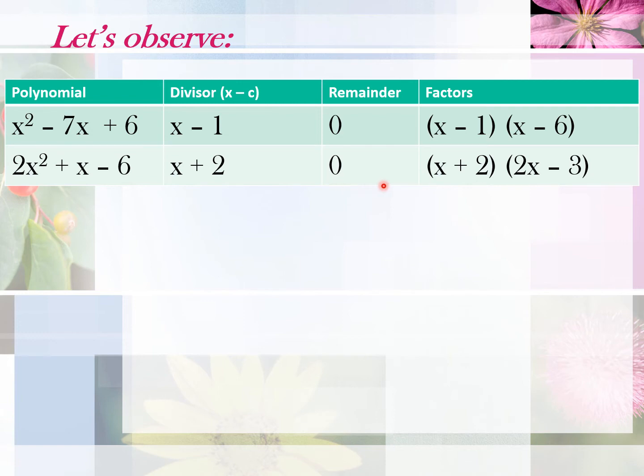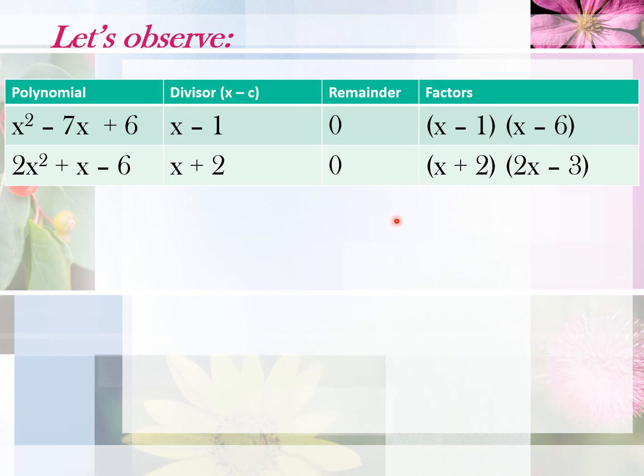Ngayon, i-observe natin dito sa factors nila, dun sa activity number 2. Sa x squared minus 7x plus 6, yung x minus 1 na divisor natin is included sa factors ng ating given polynomial. Same with number 2, yung 2x squared plus x minus 6, yung divisor niya na x plus 2 kasama din sa factors. So, sa madaling sabi, kapag ang divisor mo ay kasama sa factors, ibig sabihin ang remainder niya ay laging 0.